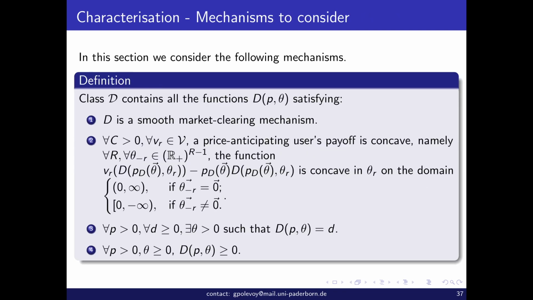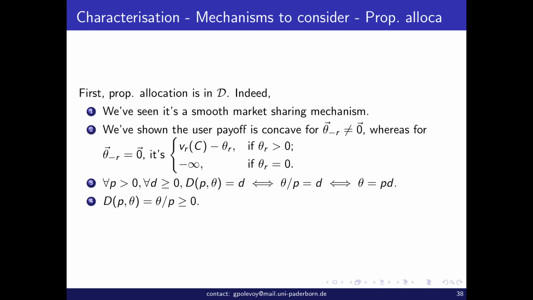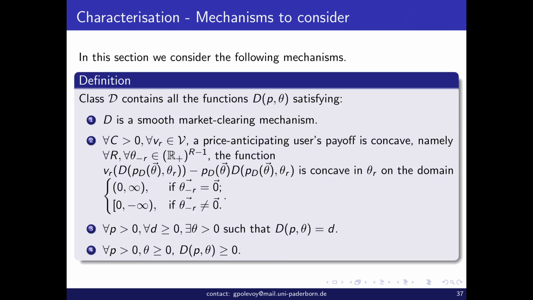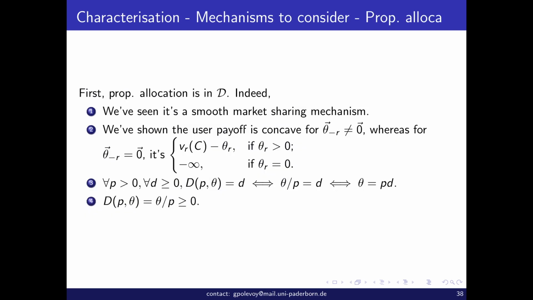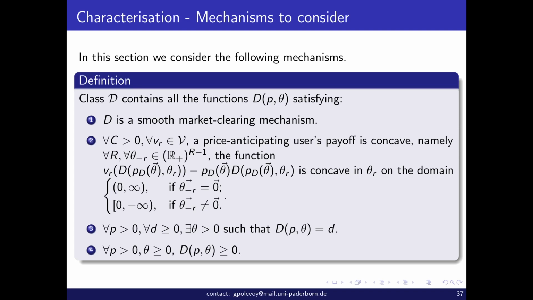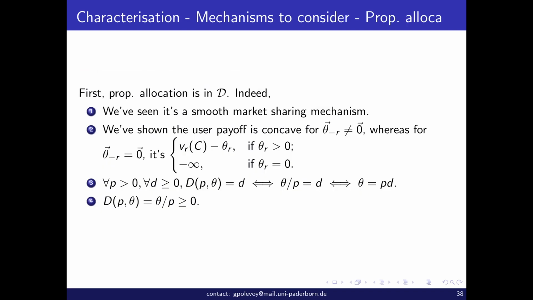Okay, so let's continue. So we see now that it's actually something in this calligraphic D. So first of all, as I said, just now it's a smooth market clearing mechanism. Second, you need to show concavity now of the user payoff when the user is price anticipating, so the user realizes that the price depends on the theta. And the reason is that for the case where the others don't bid only zeros, we have already shown that it's concave. That was an exercise.